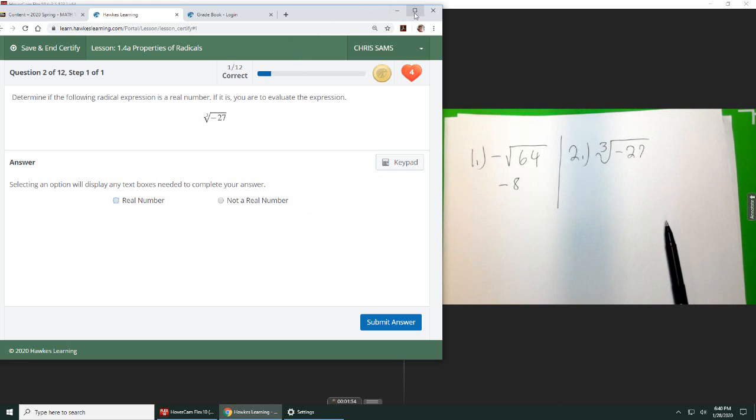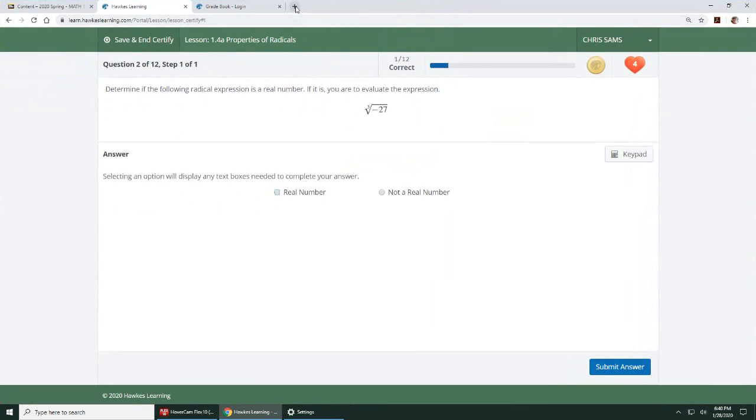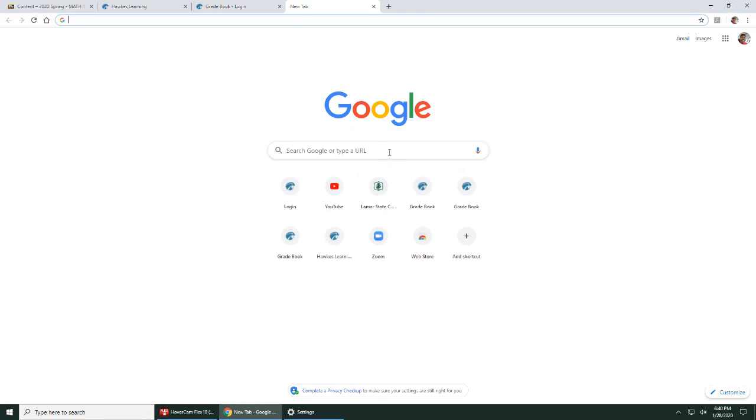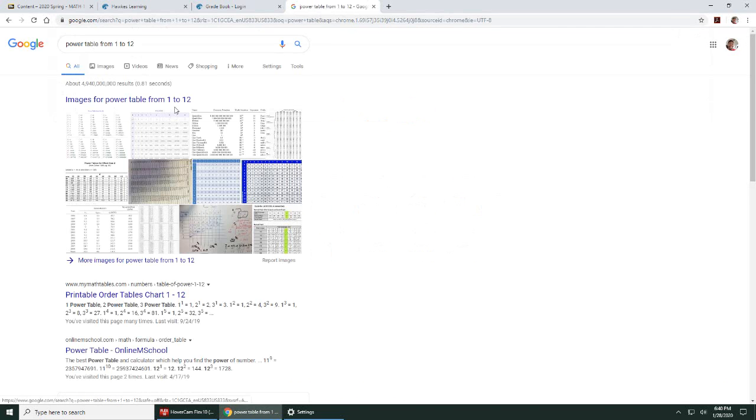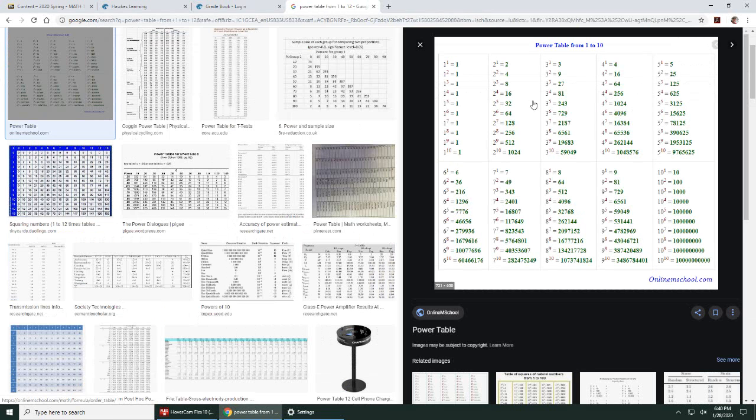One thing you can do, and sometimes they have mistakes, if you Google power table, it'll show you some of those powers. So just like a times table, just Google power table. And they got one that says from 1 to 12. Okay, so different ones. I like this one.